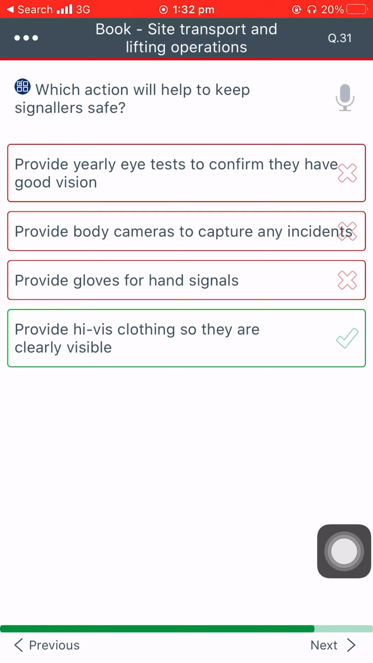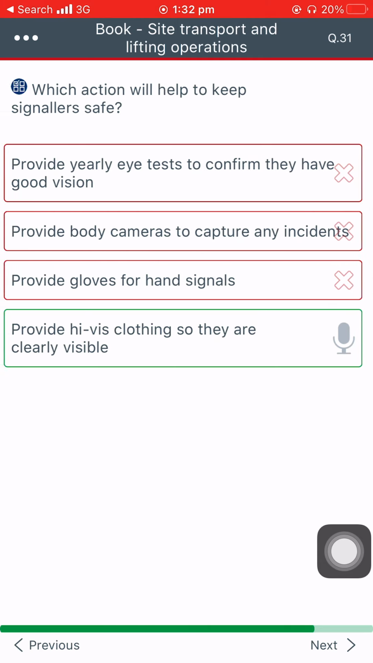Which action will help to keep signallers safe? Provide yearly eye tests to confirm they have good vision. Provide body cameras to capture any incidents. Provide gloves for hand signals. Provide high-vis clothing so they are clearly visible.